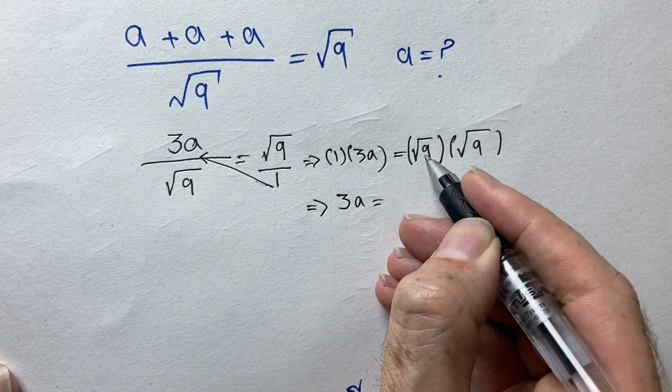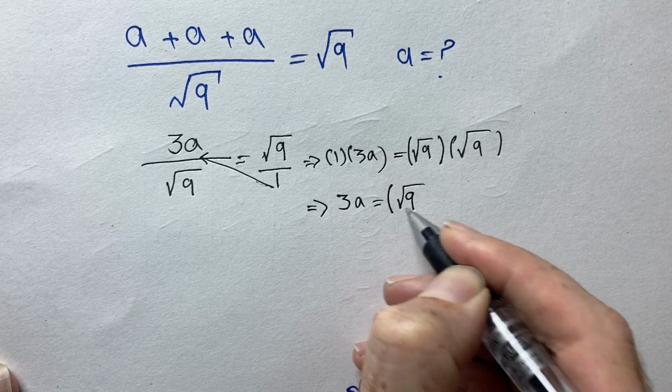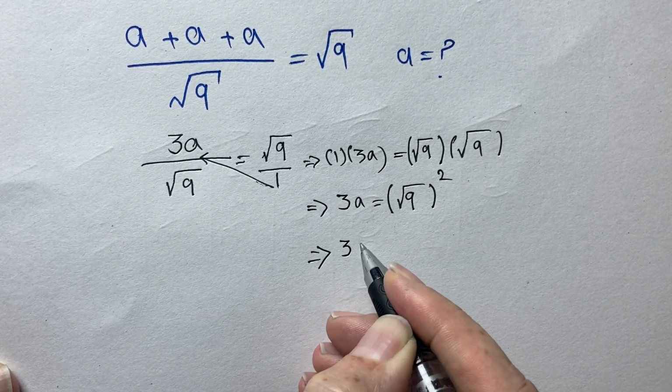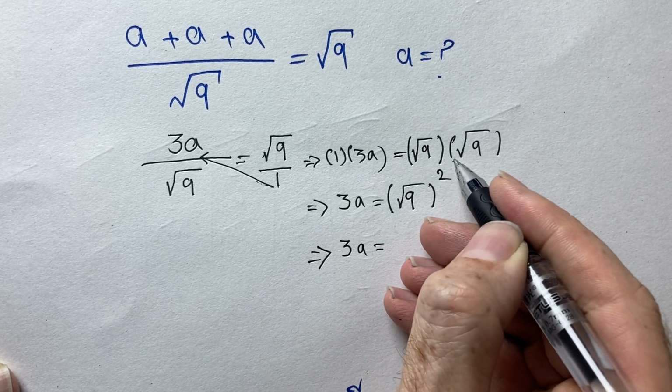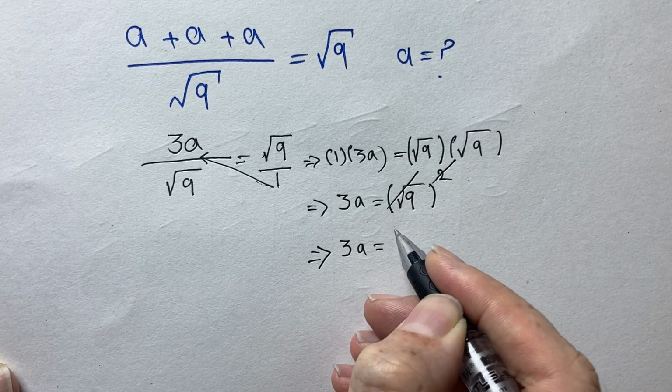Right side, the second root of 9 times the second root of 9 can be written in the form of the second root of 9 to the power of 2. Next, left side 3a. What is the right side? These two as exponent, this square root can be cancelled off, so 3a is 9.